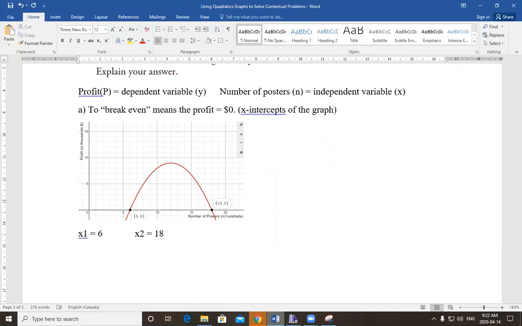So how do we solve this? It says how many posters must Sanella sell to break even? All right, so the 6 is not 6 posters, but 600. So 6 times 100 equals 600, and 18 times 100 is 1,800. So the answer, to break even, Sanella can sell either 600 or 1,800 posters per month.